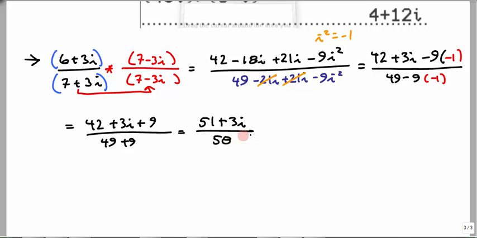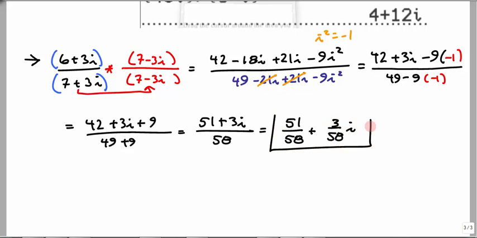Now this is not my answer. I need to put this in a plus bi form. So it needs to be 51 over 58 plus 3 over 58i. So this is the correct a plus bi form. And your answers have to be in the a plus bi form.